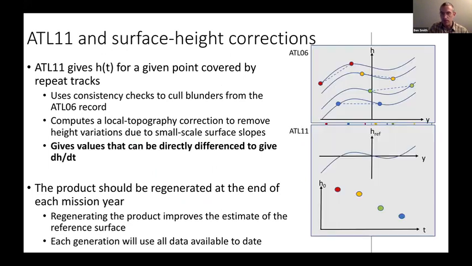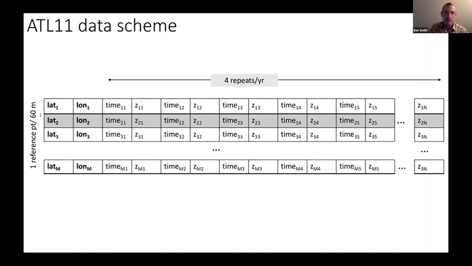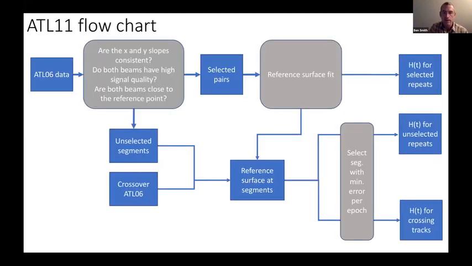ATL11 takes the multiple repeat tracks, infers a consistent surface that corrects the elevation from those tracks back to a reference location. And then it gives you, for a series of reference points, the time and the elevation, as well as the location of the reference point. So we'll eventually get 4.4 repeats per year out of ATL11. We'll be able to make elevation differences with this.